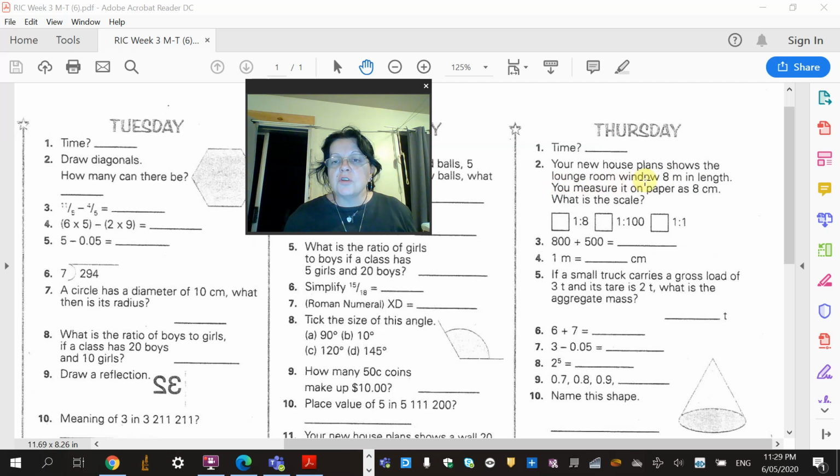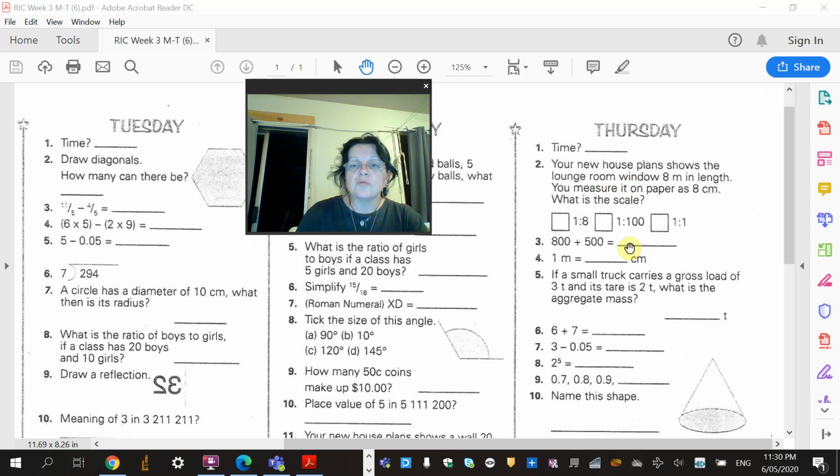Question 2, your new house plan shows the lounge room window 8 meters in length. You measure it on paper as 8 centimeters. What is the scale? So if you've measured something up as 8 meters and then you've drawn it up as 8 centimeters, how many centimeters in a meter? On the teacher's meter ruler out the front, it's 100.